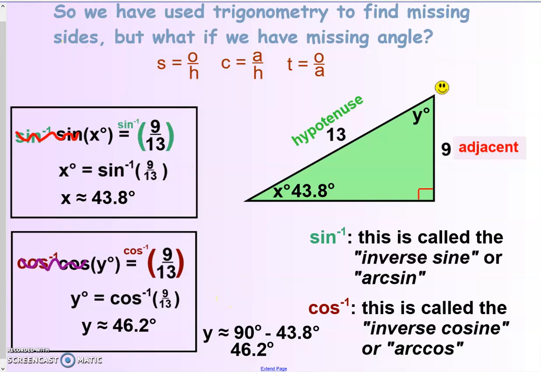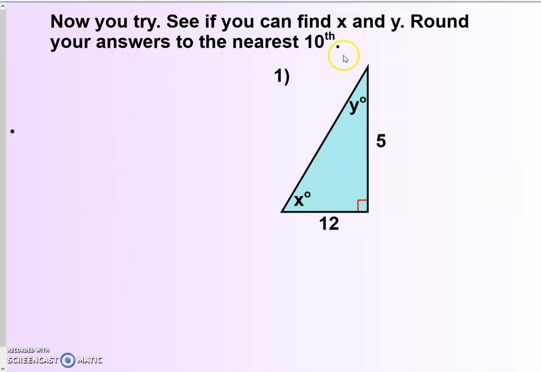So let's try a problem all by yourself. Here's one. Why don't you pause the video, set up your trig ratio, and find x. Come back to this video once you found x.